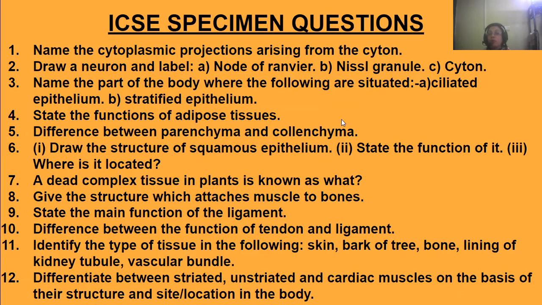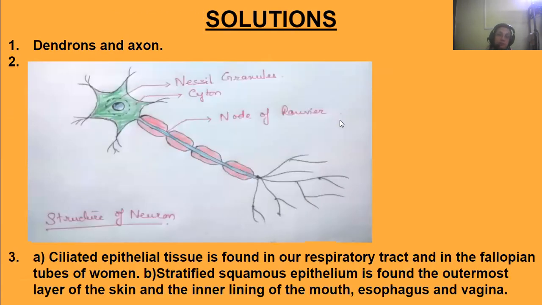Name the part of the body where the following are situated: ciliated epithelium and stratified epithelium. Ciliated epithelium is found in the respiratory tract and also in the fallopian tubes of women. So the ciliated epithelium tissue is found in the respiratory tract, the trachea, the respiratory pathway, and also in the fallopian tube of women.